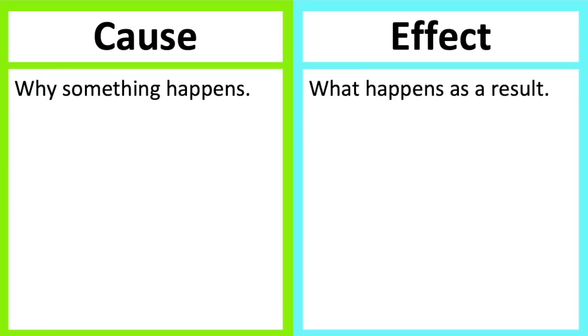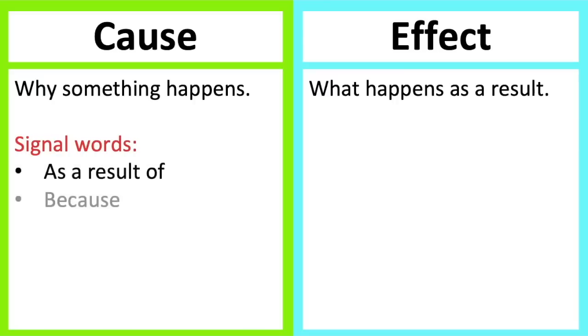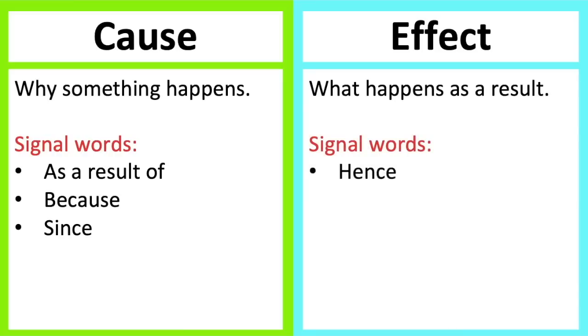Some examples of signal words that introduce the cause are as a result of, because, since. Some examples of signal words that introduce the effect are hence, so, therefore. Now let's look at some examples.